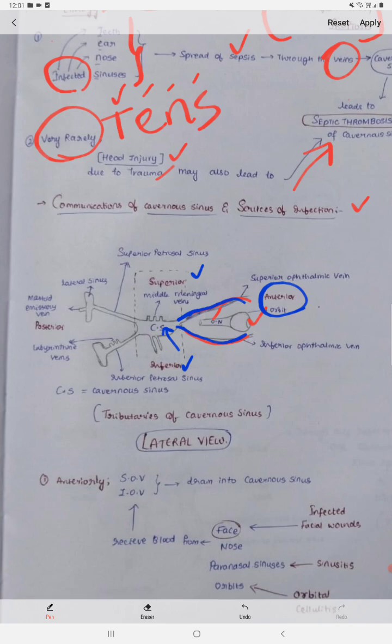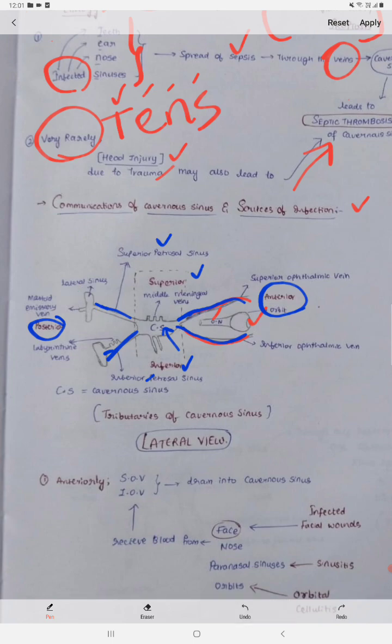First of all, anterior, as we already said, is the superior ophthalmic vein and the inferior ophthalmic vein. Coming to the posterior relations, we have the superior petrosal sinus and the inferior petrosal sinus. This is the inferior petrosal sinus and this is the superior petrosal sinus. Both of these leave the cavernous sinus. The posterior relations drain into another sinus, called the lateral sinus.